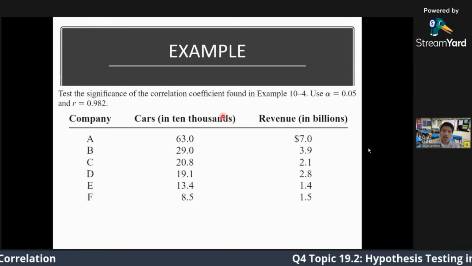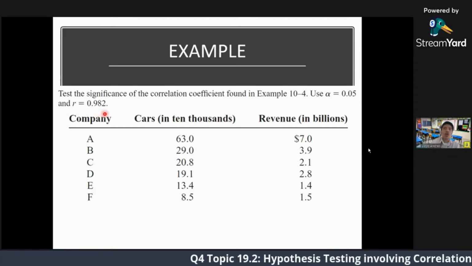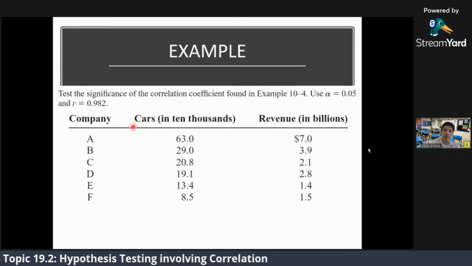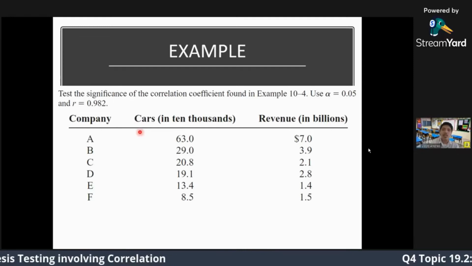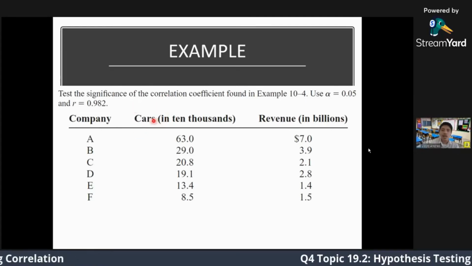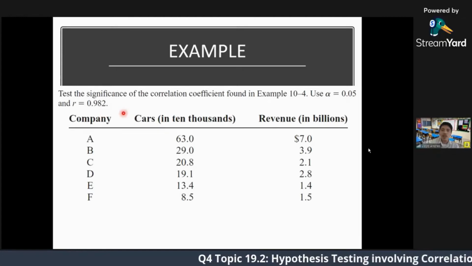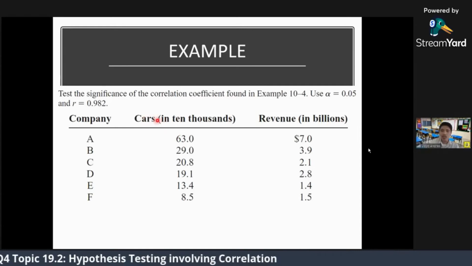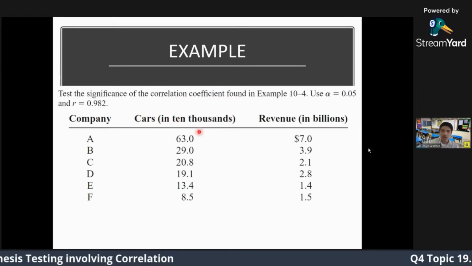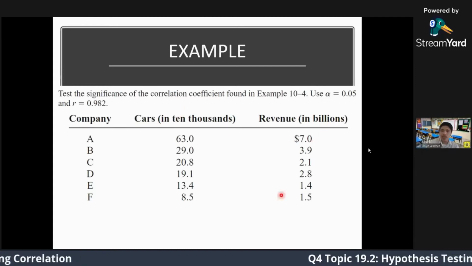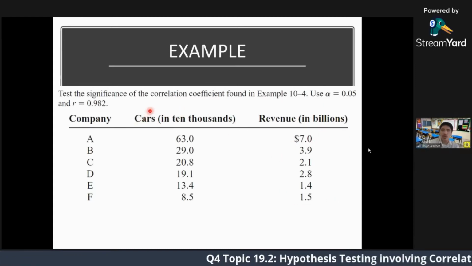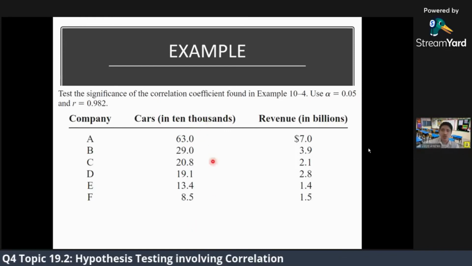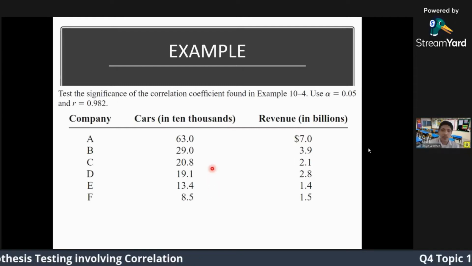So, based on the r that was solved, that's 0.982. If we describe 0.982, it is between 0.5 and positive 1. So, meaning, if we describe the correlation, it is a strong correlation. Meaning, there is a strong relationship between the number of cars sold and the revenue in billions. Strong. The question now is whether that correlation is significant, so we will proceed to hypothesis testing.